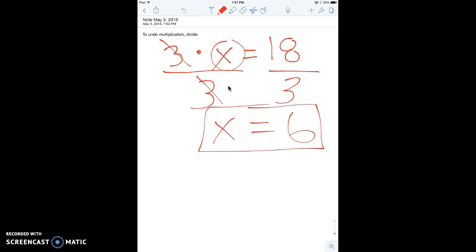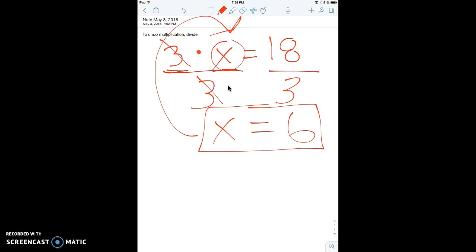Box your final answer. Smart people always plug in their answer to see if it makes sense. And we know that if x is 6, 3 times 6 is equal to 18. That would be an example of how you undo multiplication by dividing to solve for x.